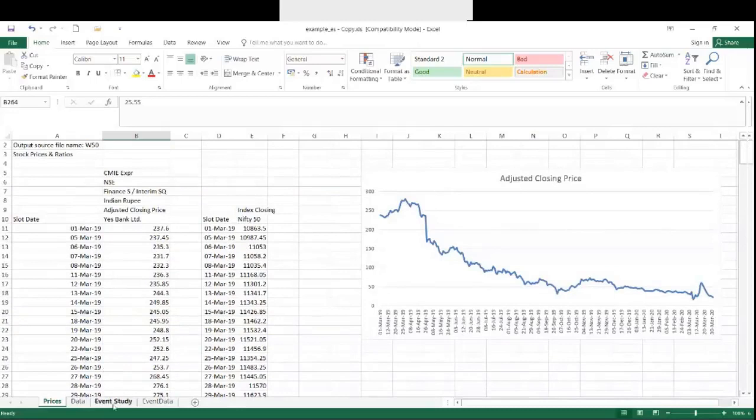Yes. It depends on how many days after the event you want to look at. It all depends on that. Now, preparing the data. So I come to the data sheet where I have prepared the data.